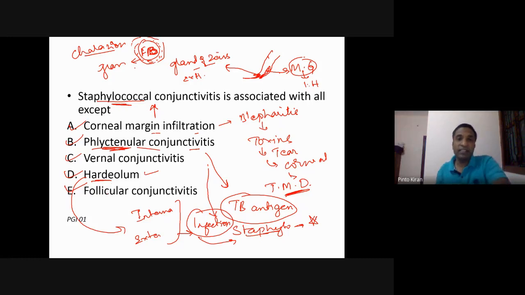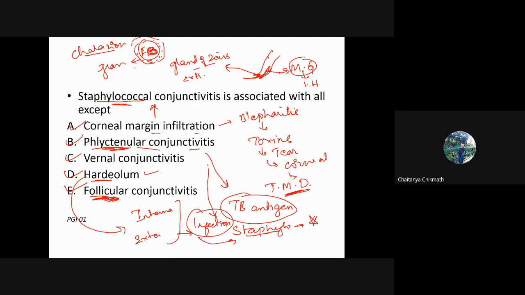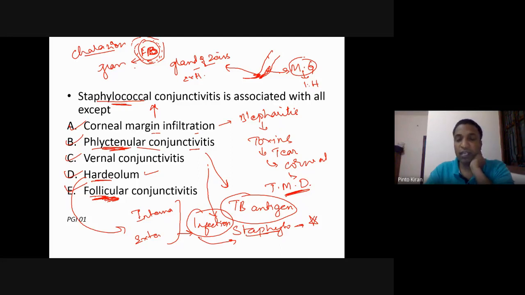So the only option here, what is the answer? Now you should be able to tell me. Anybody? That's follicular conjunctivitis. Anybody has a doubt? Did you understand? Hello? Yes, sir. See, this is how you should be able to rule out. Slowly, stepwise, you will learn everything.